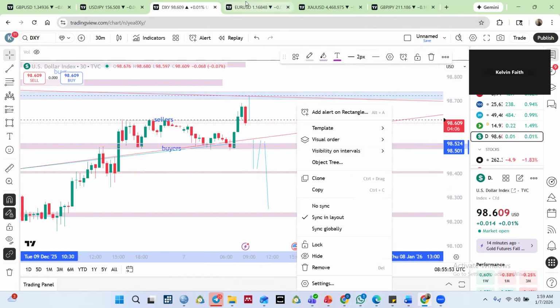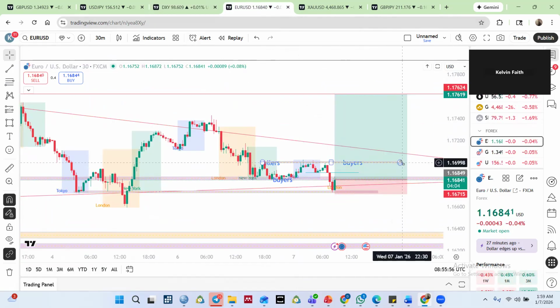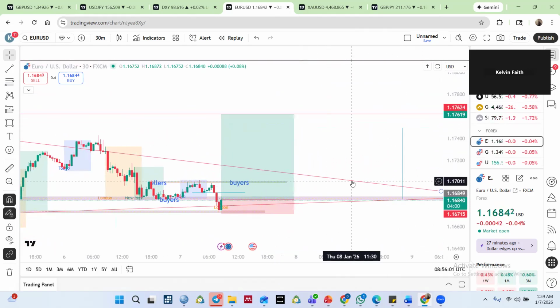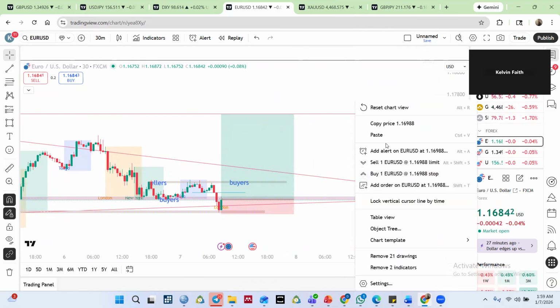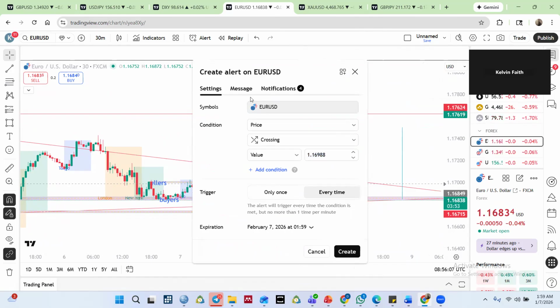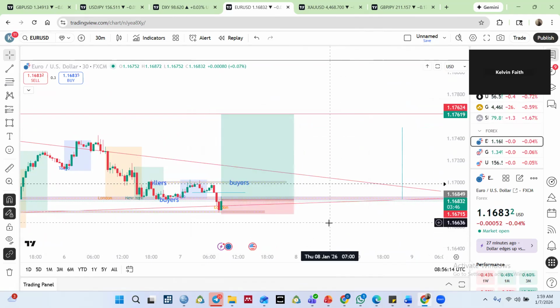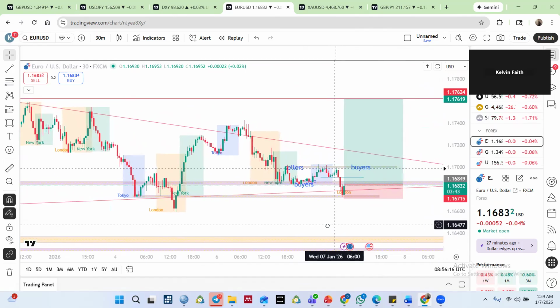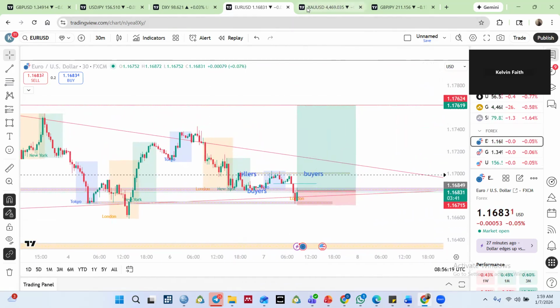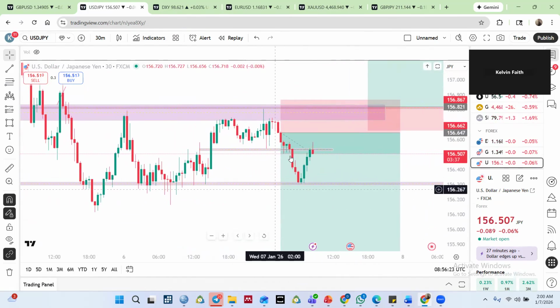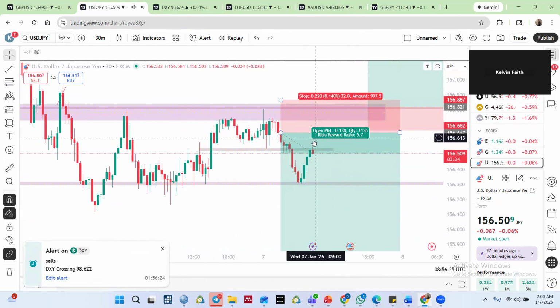And I want to also be selling as long as it stays below this zone. So let me put that alert on Euro USD rather. I want to be selling as long as price is above this zone. Sorry, buying. I want to be buying as long as price is above this zone. So let's see how it will be. And for USDJPY, I can see that price is rejecting.